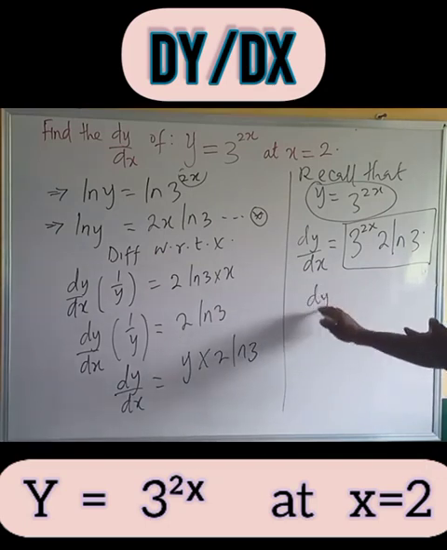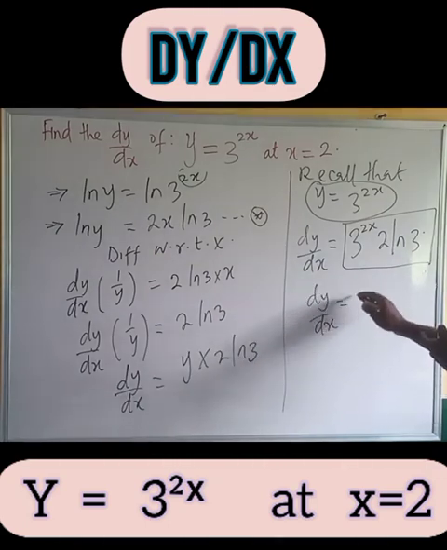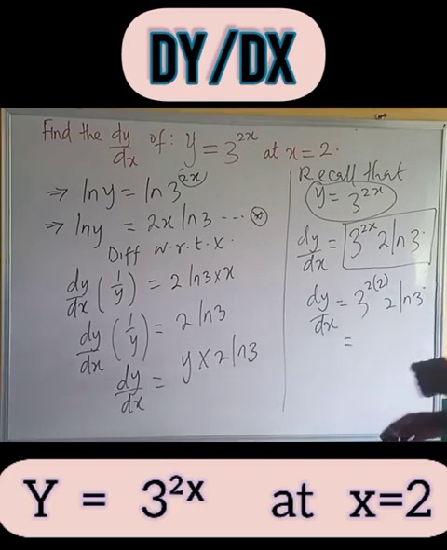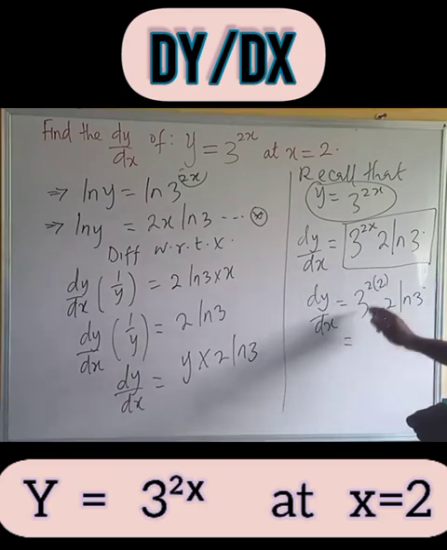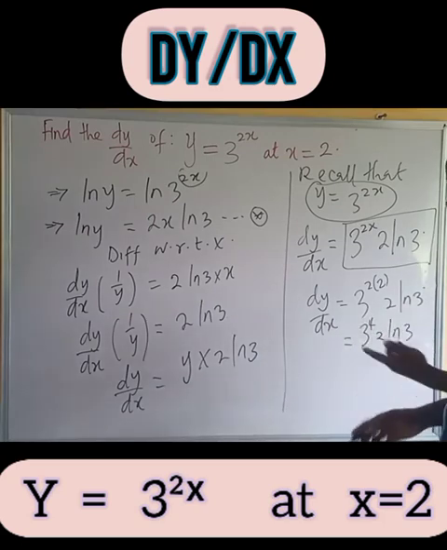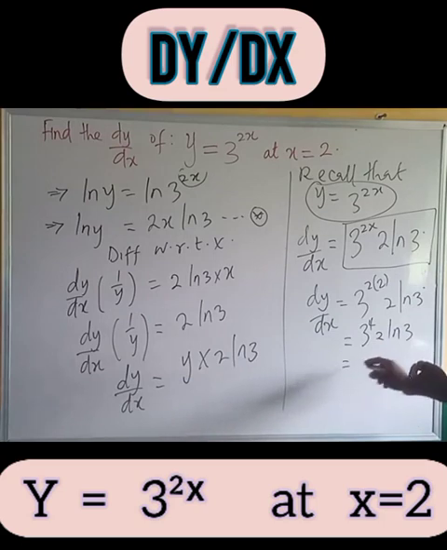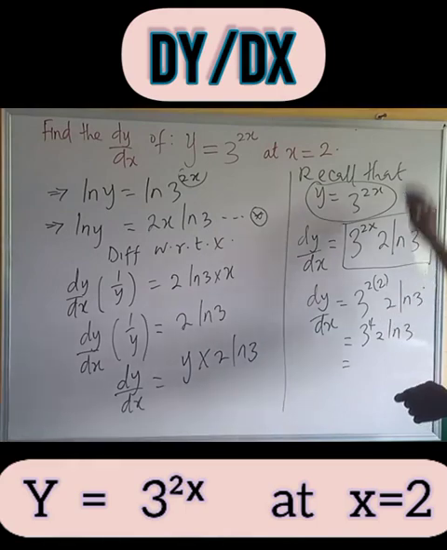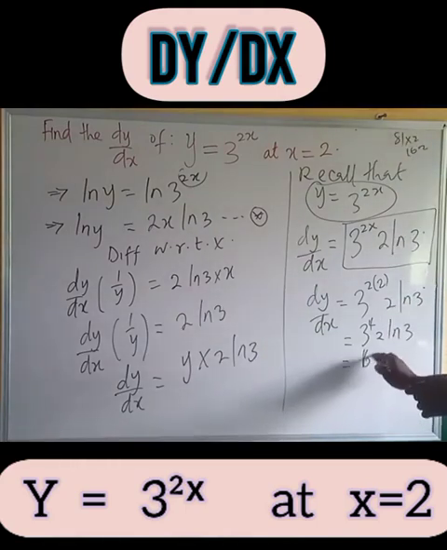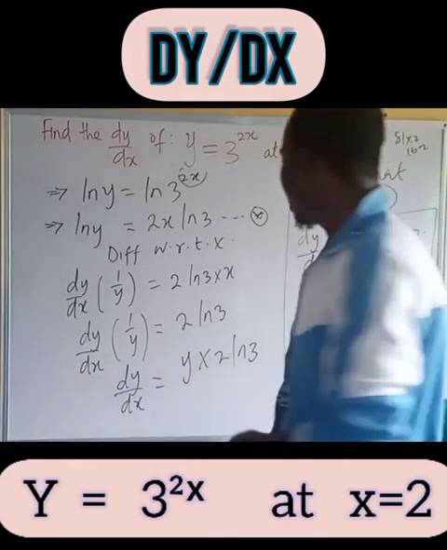So we have our dy/dx finally to be 3 to the power 2 times 2, which is 3^4, times 2 ln 3. Therefore, we have 3^4 to be 81, and 81 times 2, we are going to be having 162. We are going to be having 162 ln 3. And that is the end of today's tutorial.